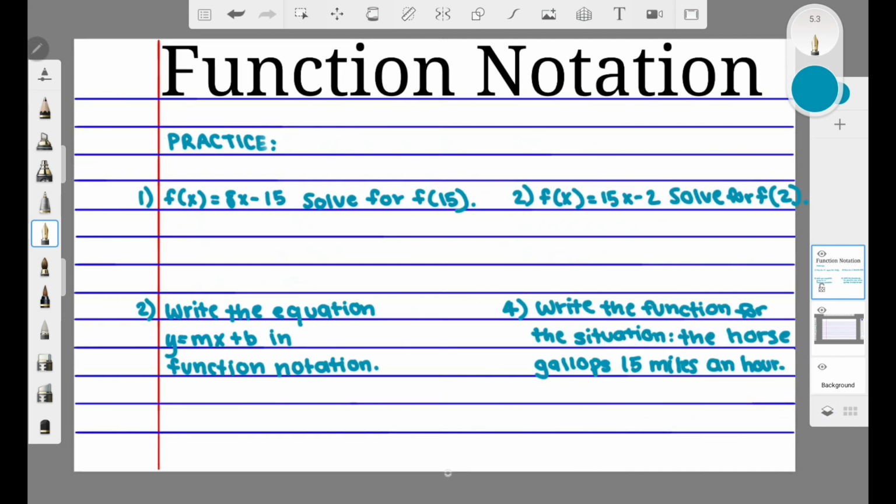For practice, we have two problems of solving for a specific function given the variable x, and two problems of writing a function either when given an equation or a situation. Keep in mind that you can write a function for anything, even if you're given a graph or a data table or a map.